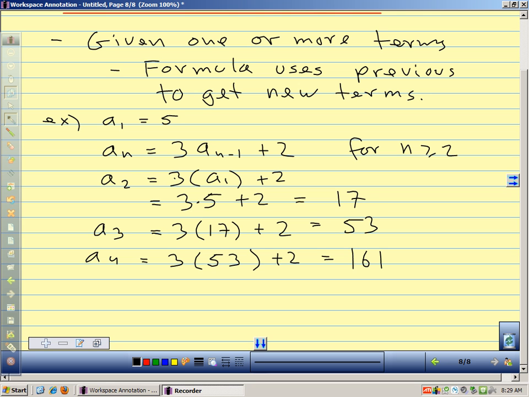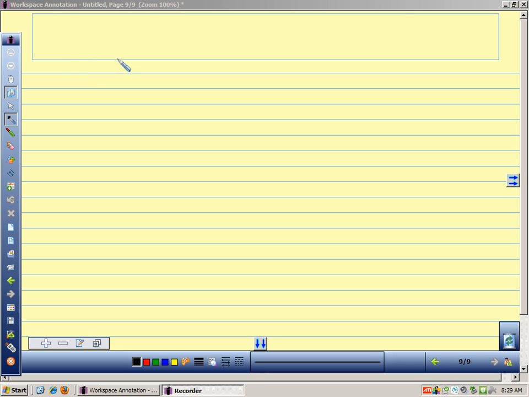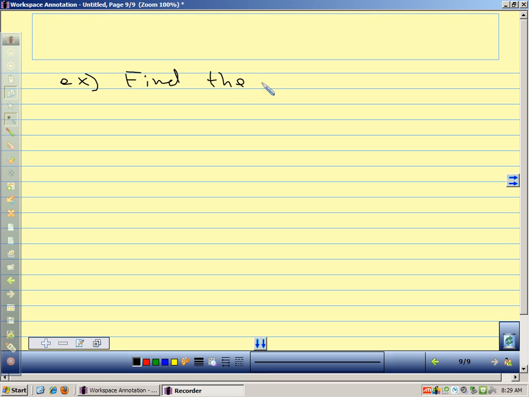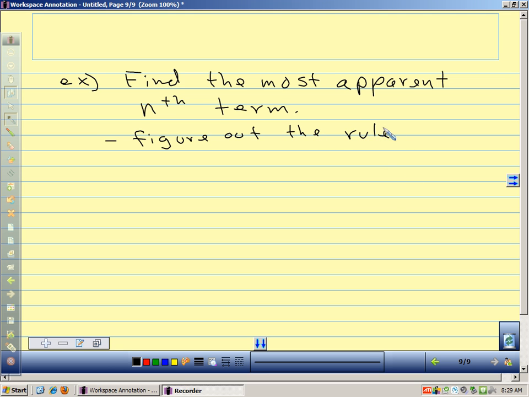Now there's just a couple more examples that I want to do, kind of going backwards with sequences. So if we have a sequence, we want to figure out the rule. If we're given a sequence and we want to find the rule, we have to look for a pattern. Your problems for these say find the most apparent nth term. So what this question is asking us is to figure out the rule.